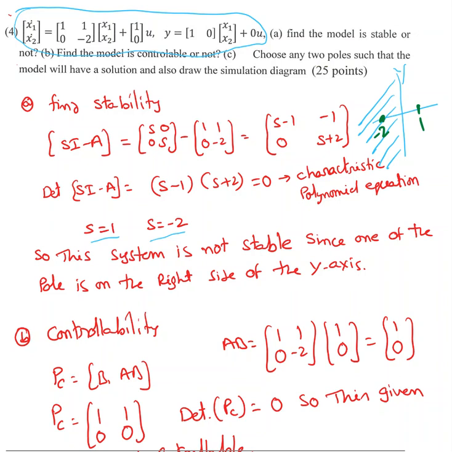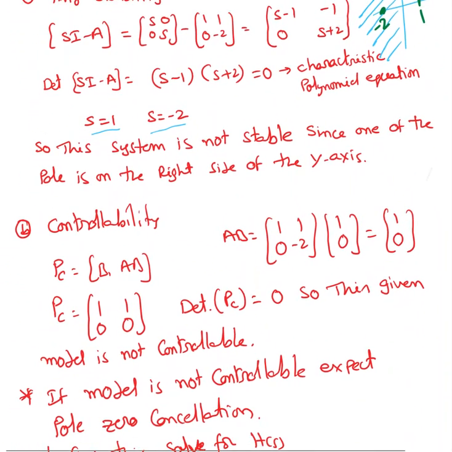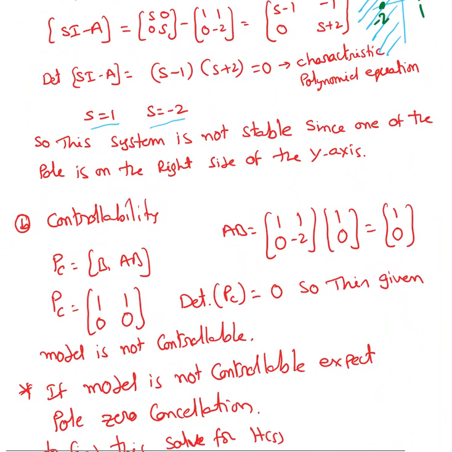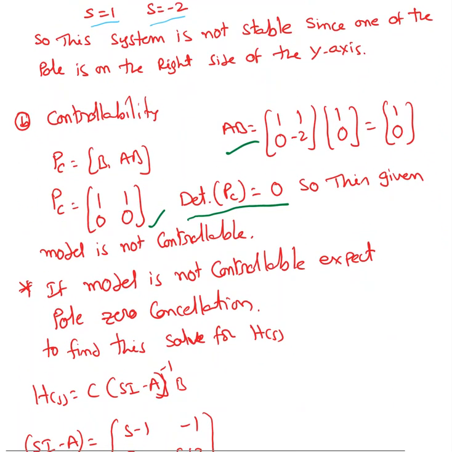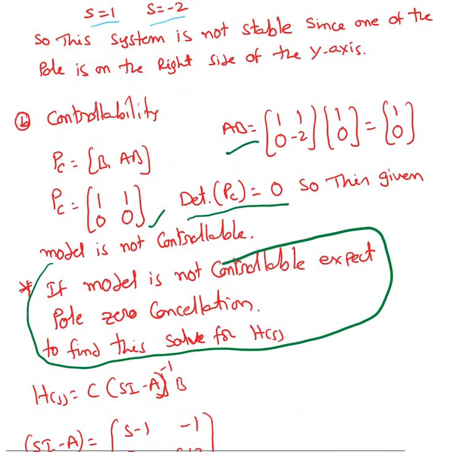Now the next point, we're going to do controllability. To find the controllability, we're going to find PC equal to B, AB. So I found the AB value and found the PC. I found the determinant of PC equal to 0. So if the determinant of PC equal to 0, the given model is not controllable. I just explained that if the given model is not controllable, expect a pole zero cancellation.